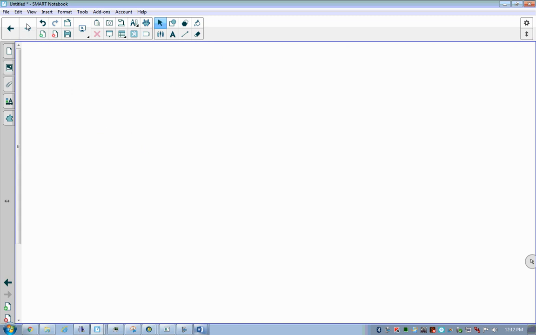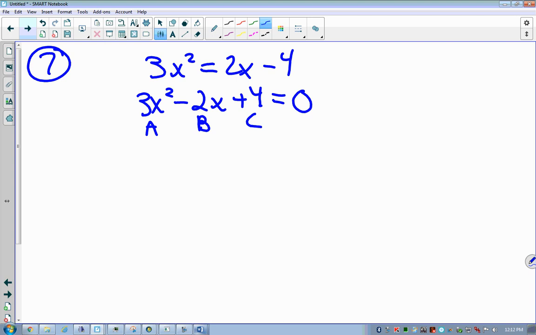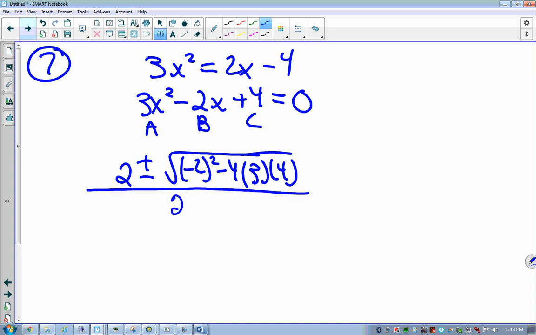Looks like we need number 7. Use the quadratic formula to solve. Looks like we've got 3x squared equals 2x minus 4. Let's get everything into the quadratic equation. So 3x squared minus 2x plus 4 equals 0, just moving everything over to the left by the opposite operation. We've got an a, b, and c here. We should know that our formula is negative b plus or minus the square root of b squared minus 4ac, all over 2a. So we're going to start off with 2, not negative 2, but 2, because it's the opposite. And we've got negative 2 squared minus 4 times 3 times 4 all over 2 times 3.